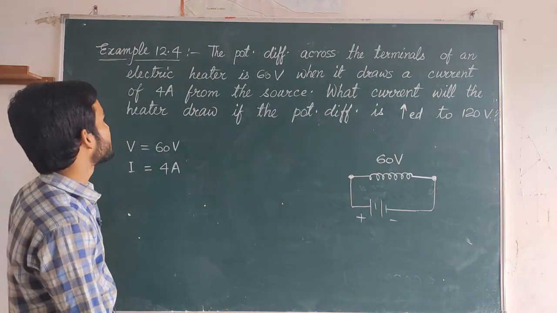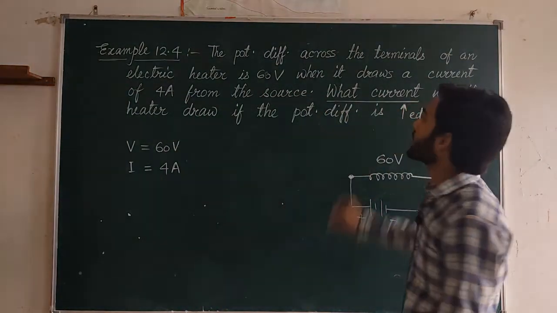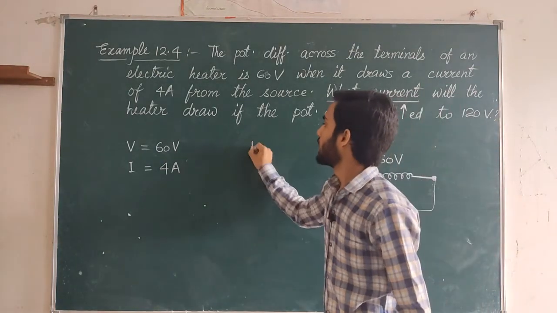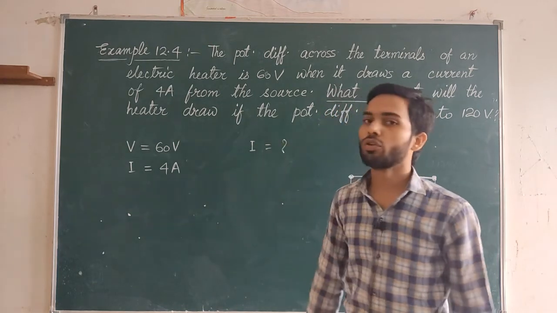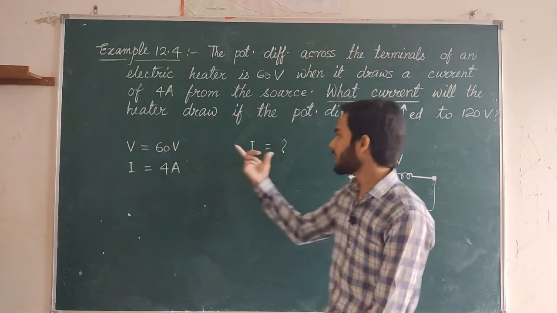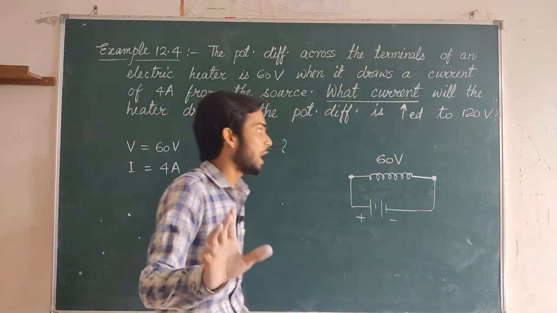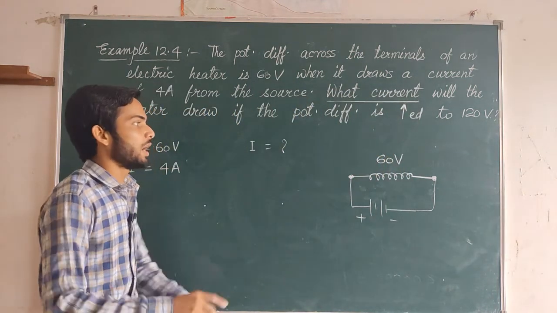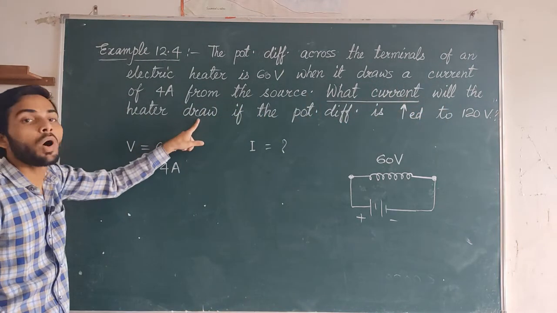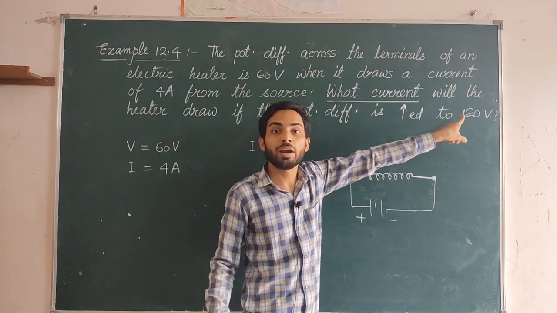My dear students, what current? This means what we have to calculate? The value of current. Now I think you will be confused that sir, the amount of current is given here and again we are asked to calculate the current. How? My dear students, keep patience. I will tell you all the concepts behind this question. What current will the heater draw if the potential difference is increased to 120 volt?